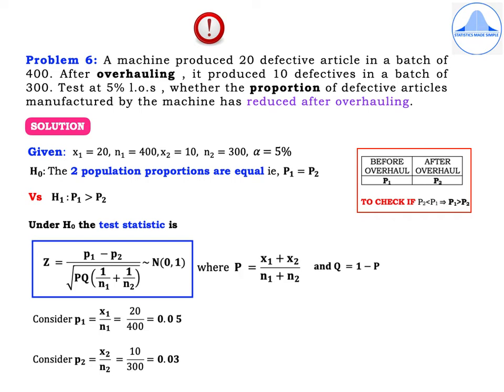Under H0 the test statistic is Z equal to P1 minus P2 divided by root PQ into 1 by N1 plus 1 by N2, which follows normal 0, 1. Write the formula for capital P, which is x1 plus x2 by N1 plus N2, and we know that Q is equal to 1 minus P. Then calculate small p1, which is x1 by N1, that is 20 by 400, which is 0.05, and p2 is x2 by N2, which is 10 by 300, which is equal to 0.03.